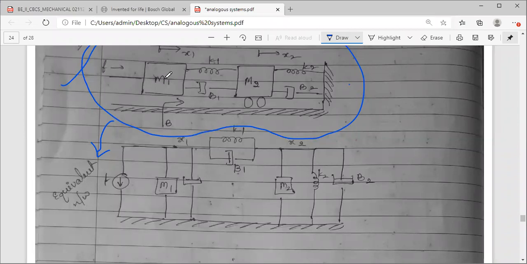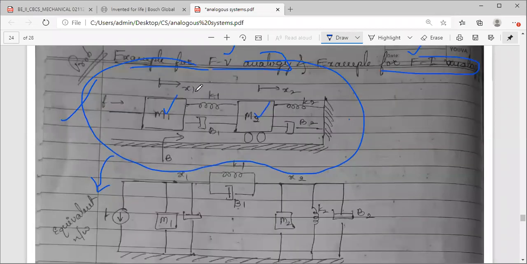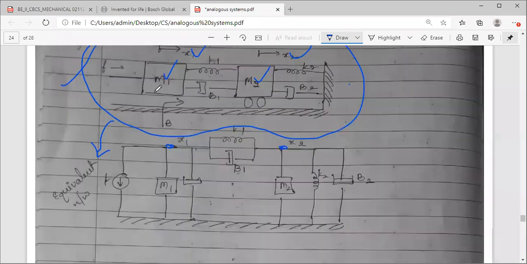How to draw the equivalent mechanical network? You have mass m1, you have mass m2, and you have two displacements. So as many displacements as there are, that many nodes there will be. So let me take two nodes, x1 and x2. For the first displacement, there is a mass m1, there is a force applied, and any other, yes, you have a friction here also between the surface and the body. But however here it is not present because of the presence of rollers.